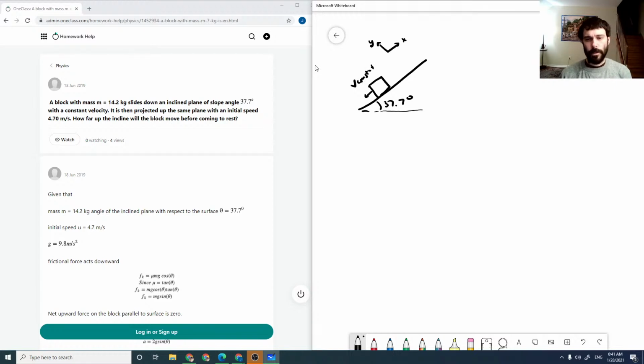And then it's projected up the same slope with an initial speed of 4.70 meters per second. And it asks how far up the slope will it get to before it comes to rest. Okay, so drawing our forces on here.